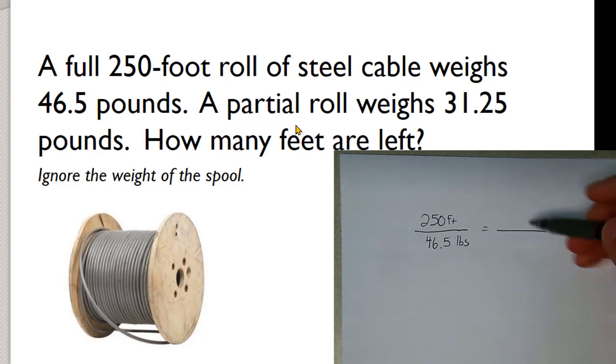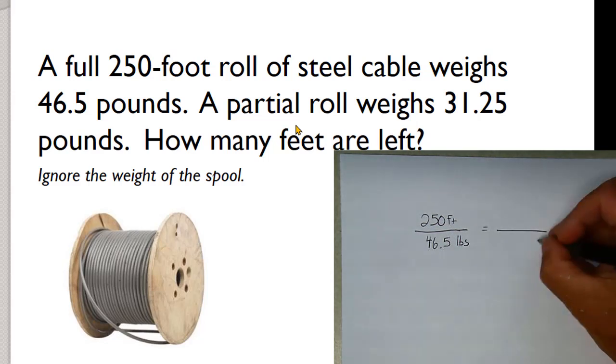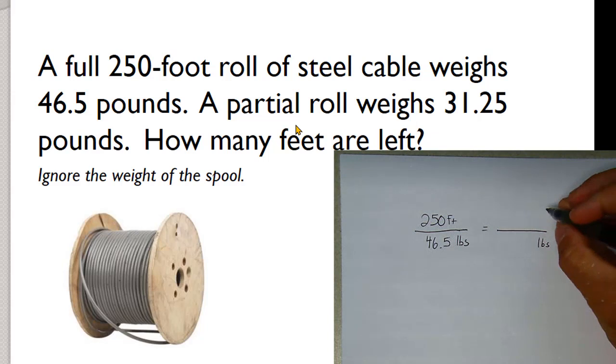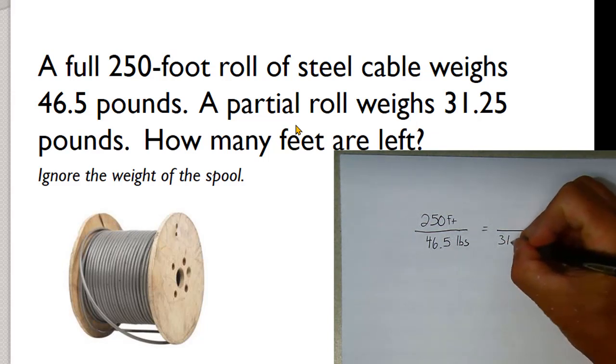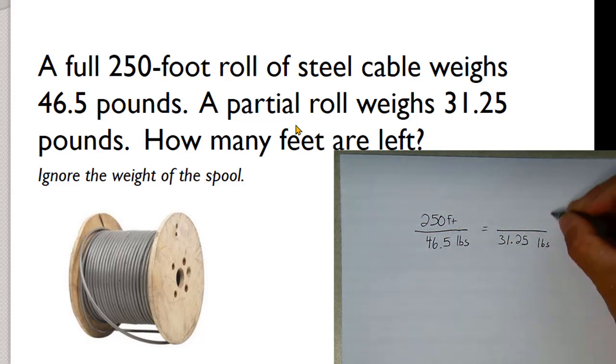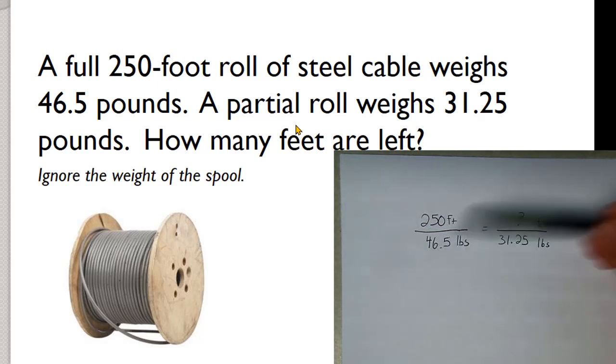Now, since we're putting pounds in the bottom in the first ratio, we should put the pounds in the bottom on the second. So 31.25 goes in the bottom right. And that means the top number must be in feet. And that's what we're trying to find. If 250 feet weighs 46.5 pounds, then how many feet are there if it only weighs 31.25 pounds? Definitely less than 250, right? It doesn't weigh as much. There's not as much cable. We're ignoring the weight of the spool because compared to the weight of that steel cable, that wooden spool doesn't weigh very much.